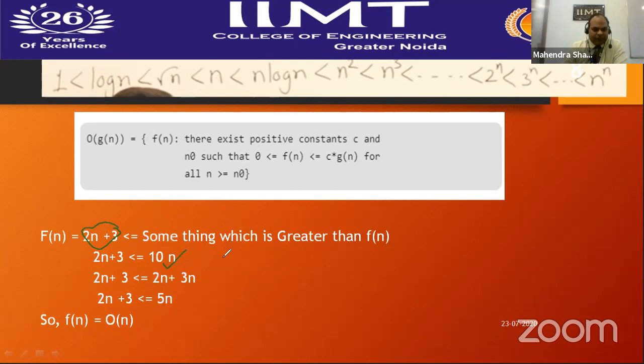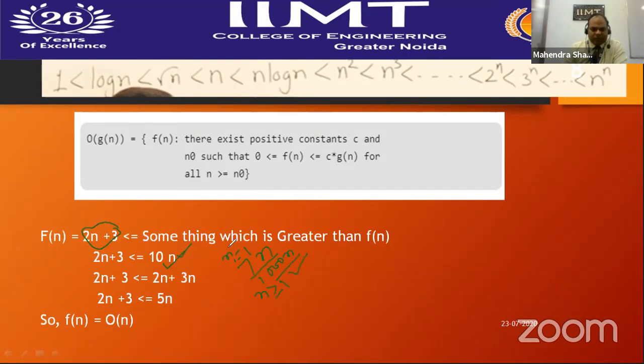For n is equal to 1, let's check. 2 multiplied by 1 plus 3 is 5, and 10 multiplied by 1 is 10. For n is equal to 1, this inequality is okay. For 7n, it also becomes correct. For 1000n, it also becomes correct. And any value which is greater than or equal to 1 will be correct for this equation.